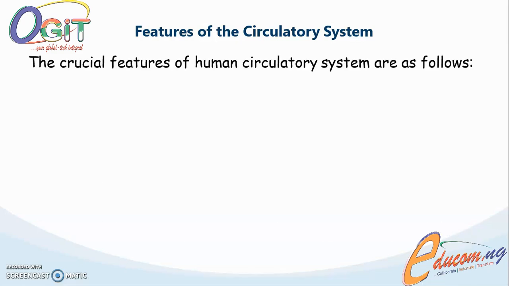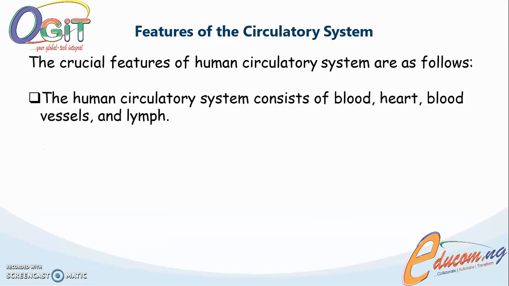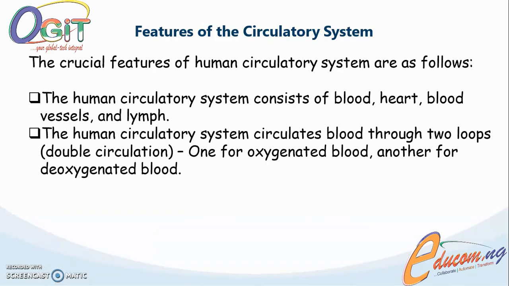Now to the features of the circulatory system. I'll be discussing 4 features of the circulatory system today. The crucial features of human circulatory system are as follows. The human circulatory system consists of blood, heart, blood vessels, and lymph. The human circulatory system circulates blood through 2 loops, and this process of circulating blood through 2 loops is known as double circulation. One for oxygenated blood and another for deoxygenated blood.